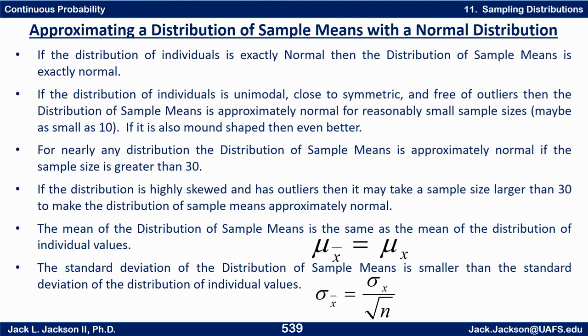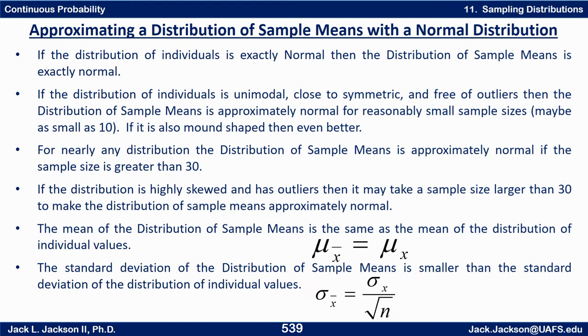Now, if the distribution is highly skewed and has outliers, it may even take a larger than 30 sample size to make the distribution of sample means approximately normal. But the rule we're going to use in my class is if the sample size is greater than 30, we're not going to worry about the underlying distribution too much.